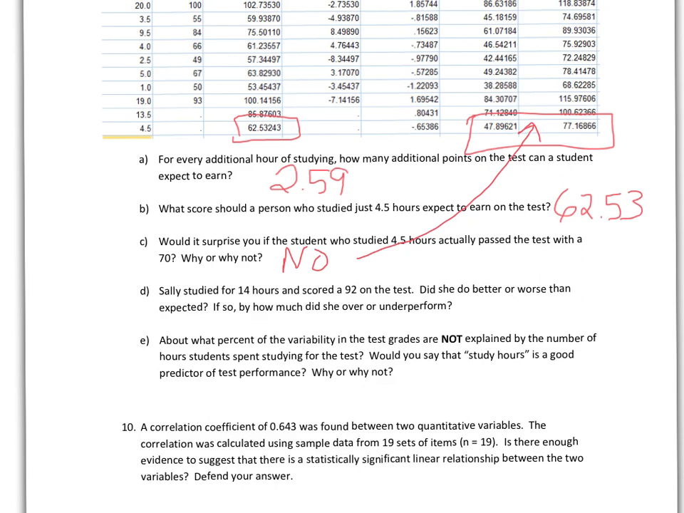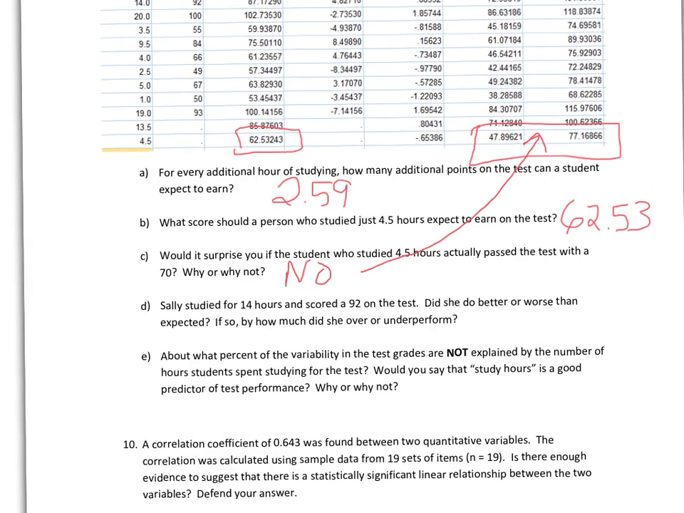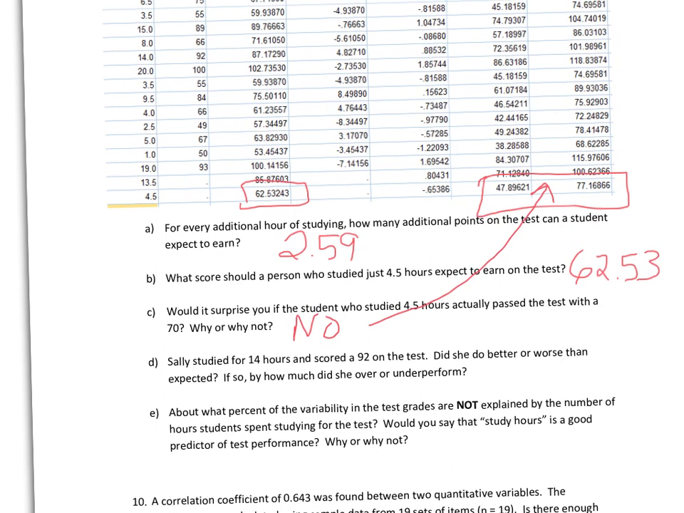Okay. Sally studied 14 hours and scored a 92 on the test. I'm going to bring this down because I'll show you where Sally is. The purpose of this was to actually show you the data, have you use the data. This is Sally right here. Okay. So did she do better or worse than expected? This third column is her predicted value, which was 87. So she got a 92. She's supposed to have gotten an 82. She did about 5 points better than expected. I'll just say 5 points better.